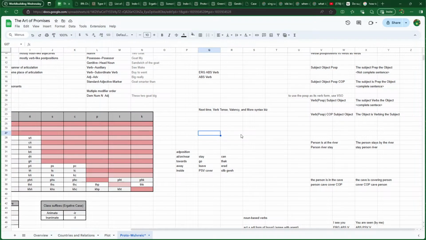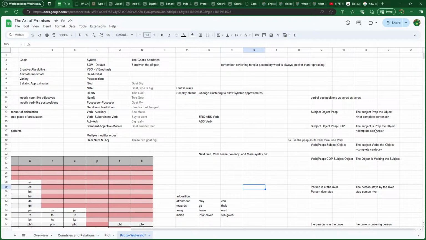Stay is an intransitive verb. So you can't stay the object. You can stay at the object, but stay means at, but not in that form. What? Holy moly, dude.